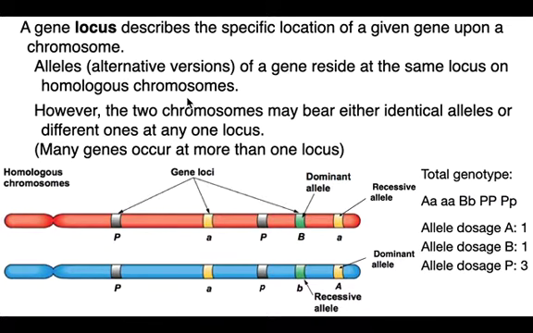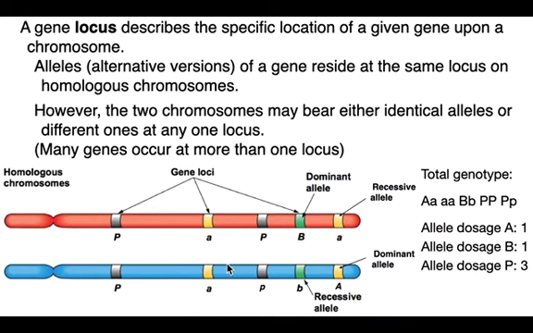So the two chromosomes can bear identical alleles at each locus, right? Here we have a big P and a big P, so those represent two alleles, the dominant allele for each of those cases, that this individual received from, let's say, the mother.